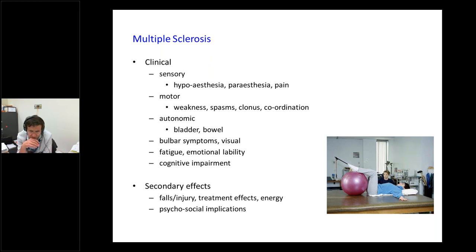And there are things that we possibly don't quite respect, those emotional aspects: cognitive impairment, concentration, fatigue, lability, vertigo, these sort of soft symptoms. Often patients report it, we can't prove it on examination, so we don't often take it seriously enough. But patients know they may not be thinking well or properly. Secondary effects from multiple sclerosis are obviously falls and injury, fatigue, and the implications at a psychosocial level.